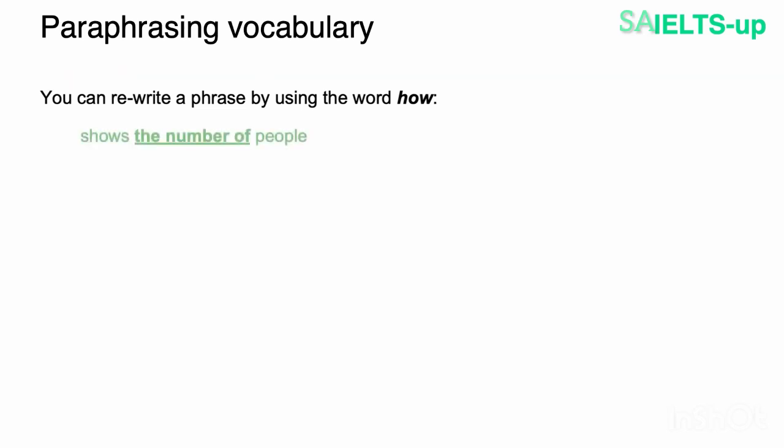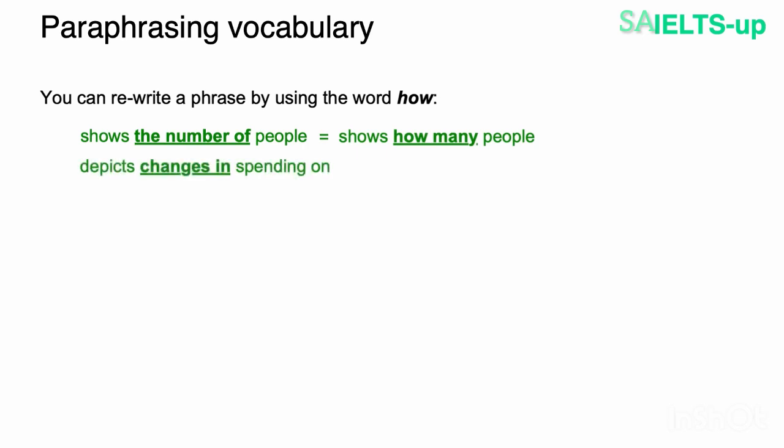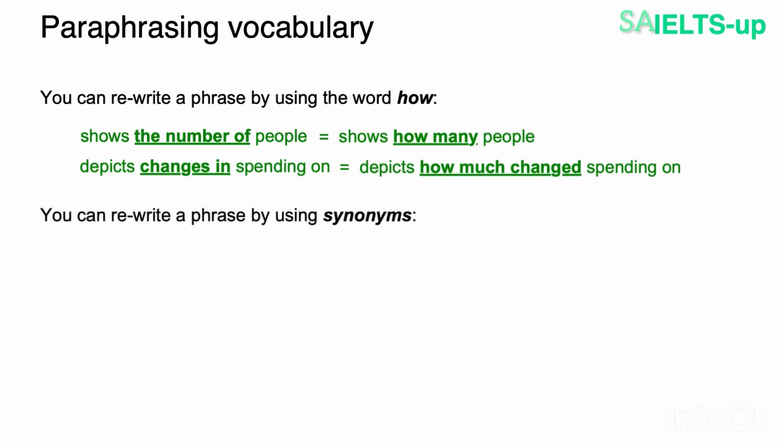For example, shows the number of people is equal to shows how many people, or depicts changes in spending on is equivalent to depicts how much change spending on. Also, you can rewrite a phrase by using synonyms. For example, you can replace the following phrases.